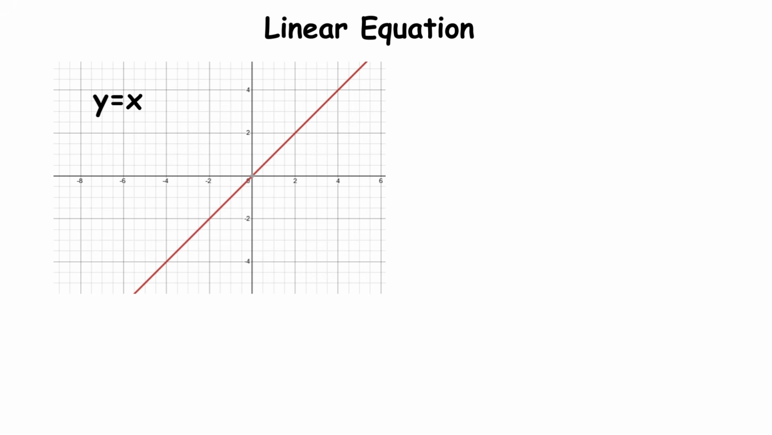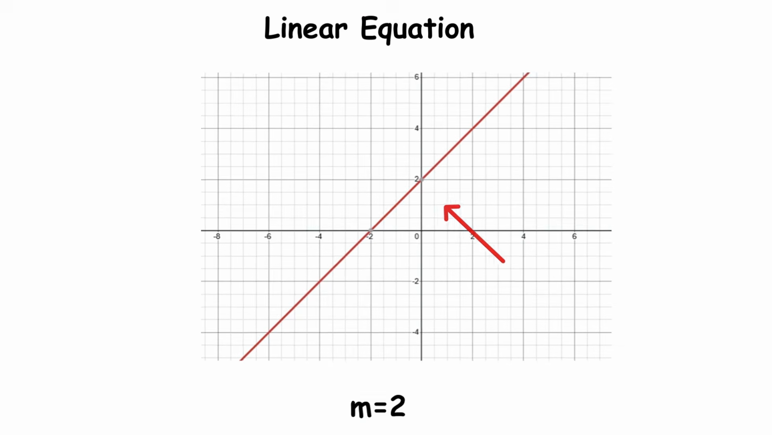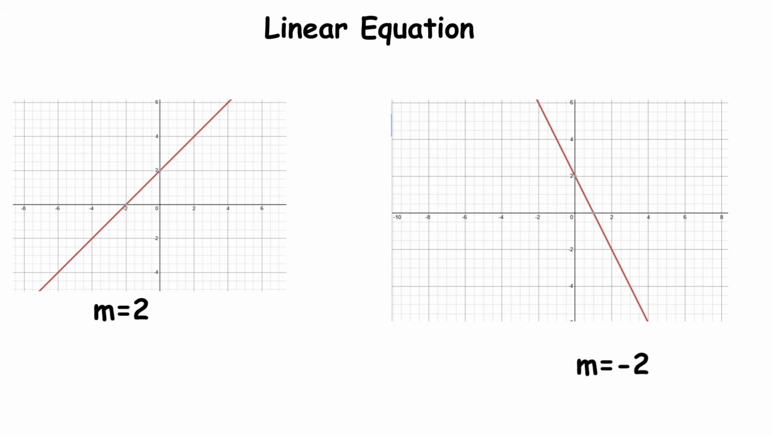The slope tells us how steep the line is. For example, if m equals 2, the line rises by 2 units for every 1 unit it moves to the right. If the slope is negative, the line goes down as it moves to the right.